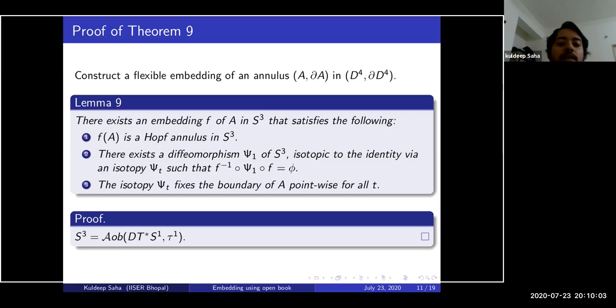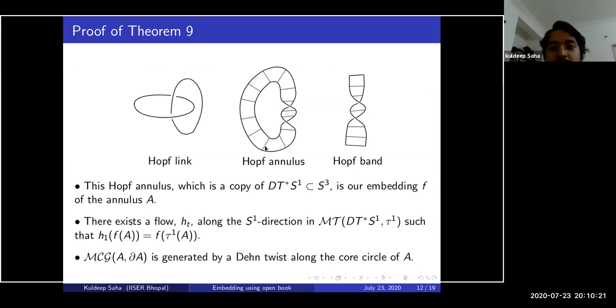To see this is very easy, because we already saw that S^3 has an open book decomposition whose page is a homeomorphic copy of an annulus, D^*S^1, and whose monodromy is a Dehn twist. So this is the D^*S^1, and this is an embedding of the annulus. It is not isotopic to the standard embedding of the annulus itself. This is called the Hopf annulus, and it is a Seifert surface of the Hopf link. And this cut-out part we call the Hopf band.